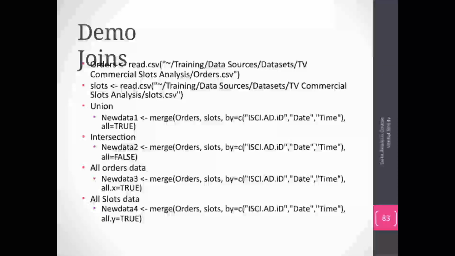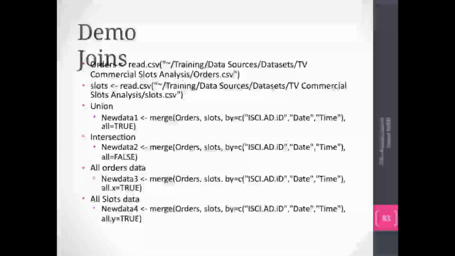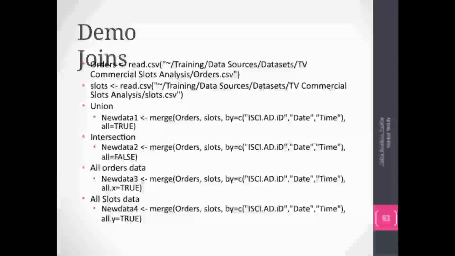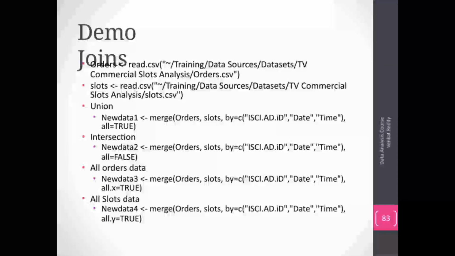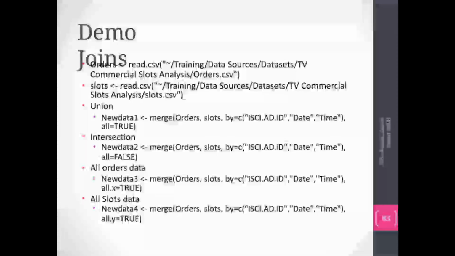Conversely, new data 4 uses all.y equals true, which is a right join, keeping all records from the slots dataset and matching orders data when possible. These different types of joins are fundamental for data analysis because they allow us to control precisely how datasets are combined, depending on whether we want to keep all data, only matching data, or focus on one dataset's completeness. Connecting this to our overall theme, understanding these joins helps us analyze TV commercial slots and orders more effectively, ensuring we can extract the insights we need from multiple data sources.